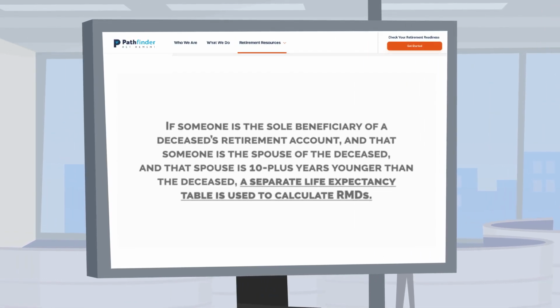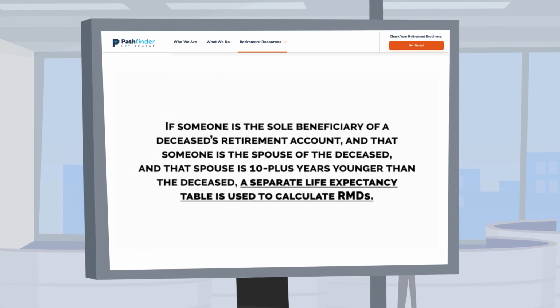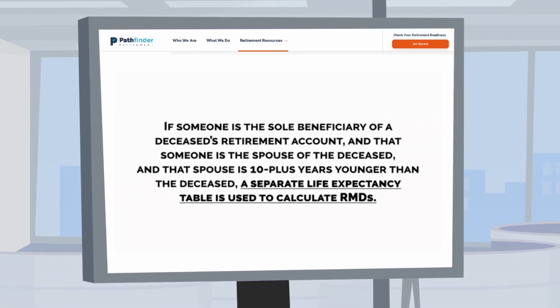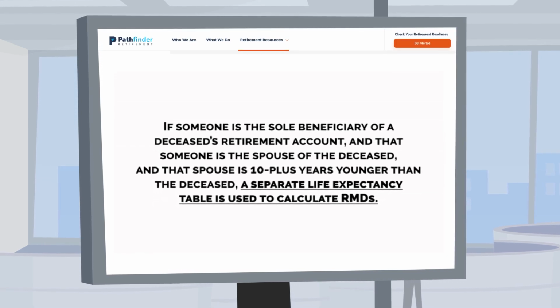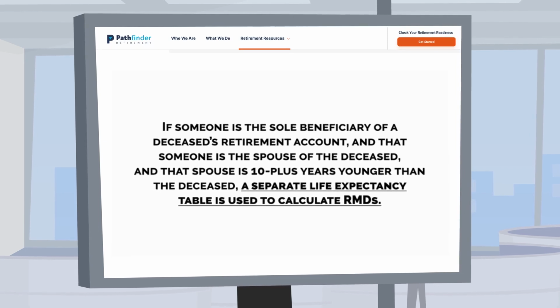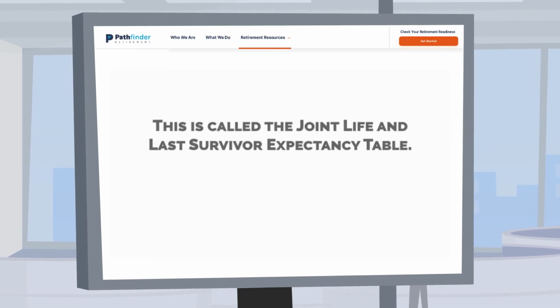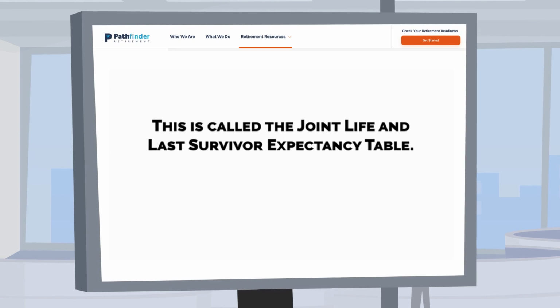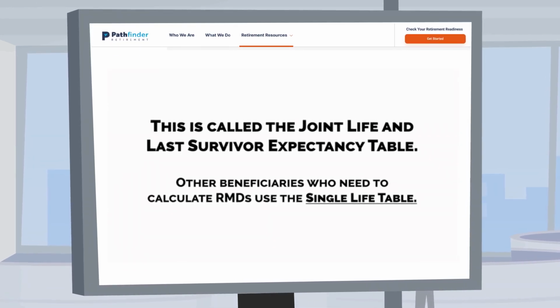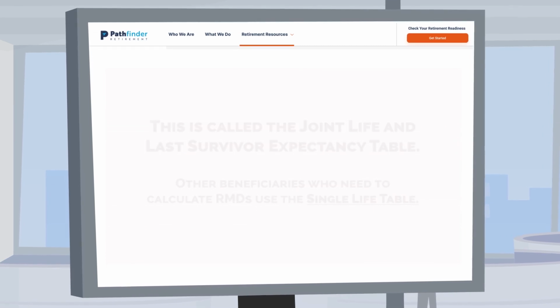If someone is the sole beneficiary of a deceased's retirement account, and that someone is the spouse of the deceased, and that spouse is 10+ years younger than the deceased, a separate life expectancy table is used to calculate RMDs. This is called the Joint Life and Last Survivor Expectancy Table. Other beneficiaries who need to calculate RMDs use the Single Life Table.